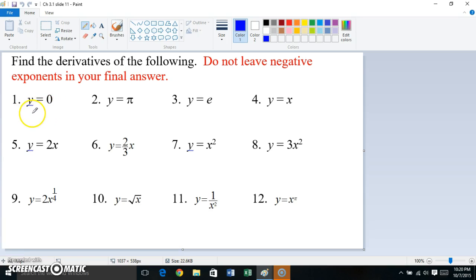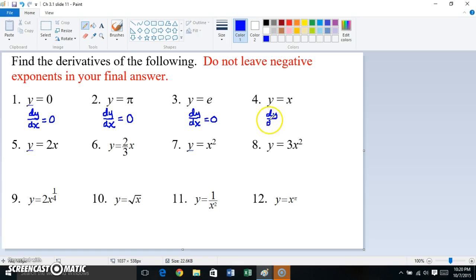Y equals 0 has no value of x, so dy dx is equal to 0. Number 2, pi is a constant. The slope of a constant is 0. Number 3, e is a constant. The derivative of a constant is 0.